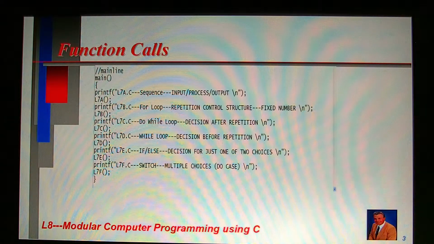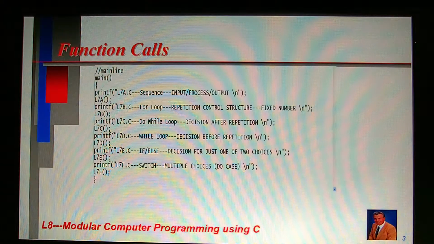Since the mainline computer program instructions are identical for functions L7A through L7F, let's take a closer look at those computer instructions for function L7A, namely printf("L7A.C -sequence -input /process /output\n"); L7A(); The first computer instruction is merely a printf function call to display on the console that the function demonstrating the sequence control structure result will next be displayed on the console. The second computer instruction is the function call for the L7A function.